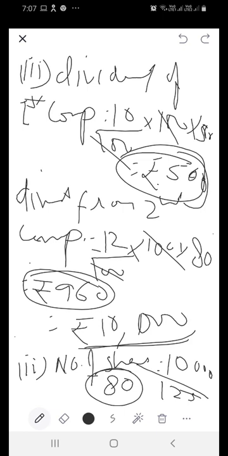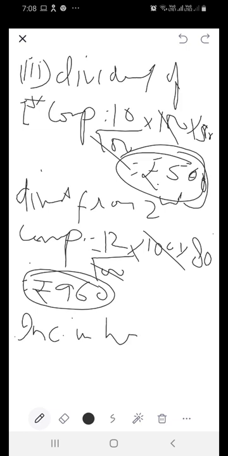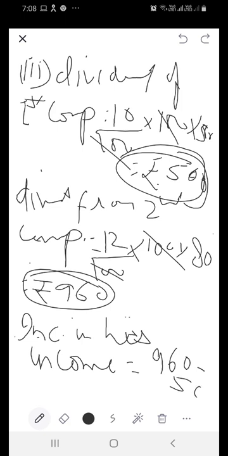So for the third part, they are asking you the change in his income. You have to tell whether the change is an increase or decrease. So you are going to write whether there is an increase or decrease. Increase in his income is equal to 960 minus 500, which is equal to rupees 460. So this is the answer of the third part.